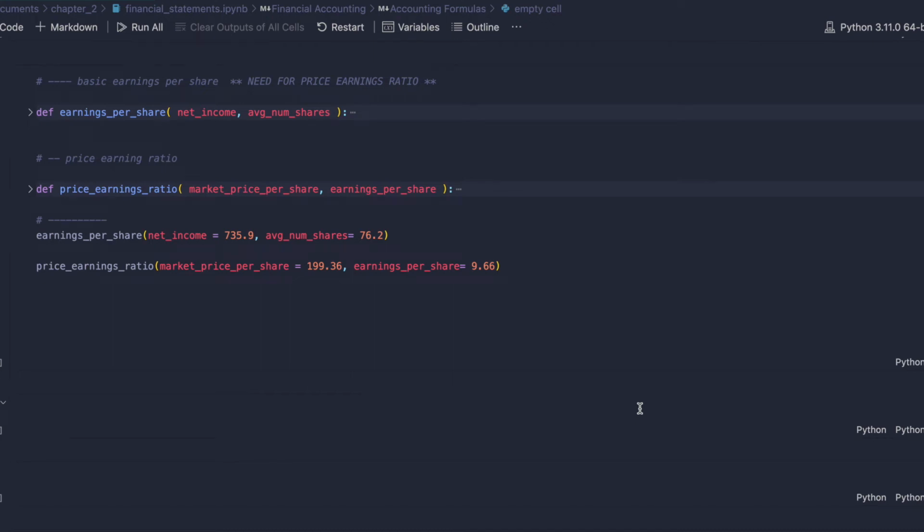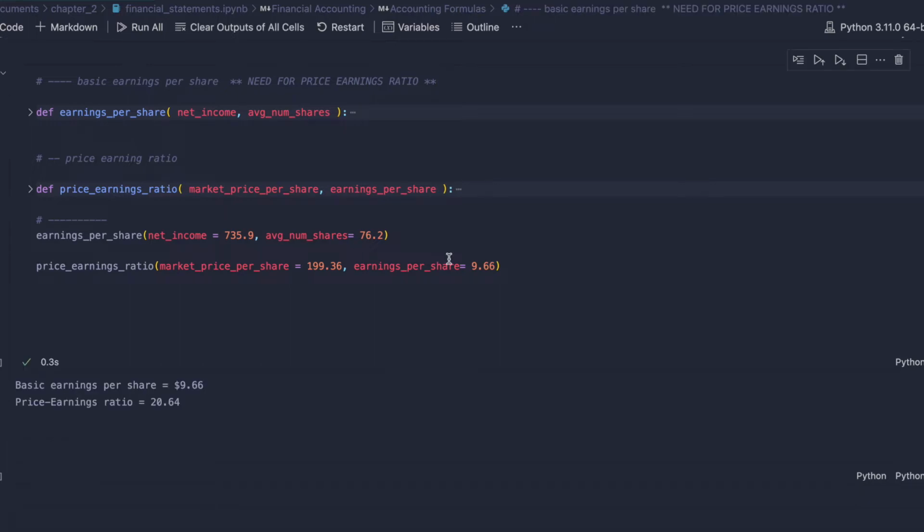This video will show an example of how to calculate earnings per share and price earnings ratio using user input into our function. Now I will show you how to make these functions.